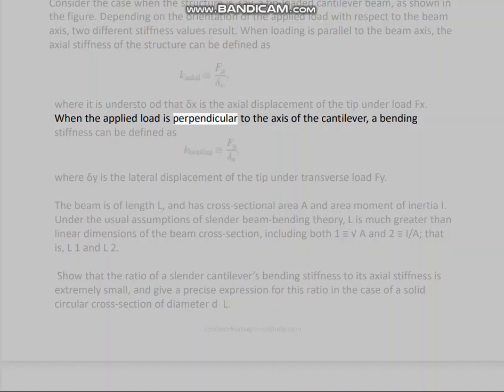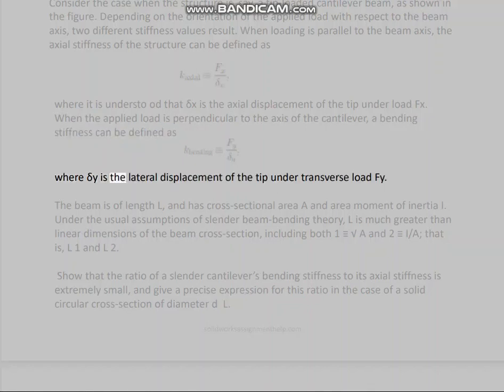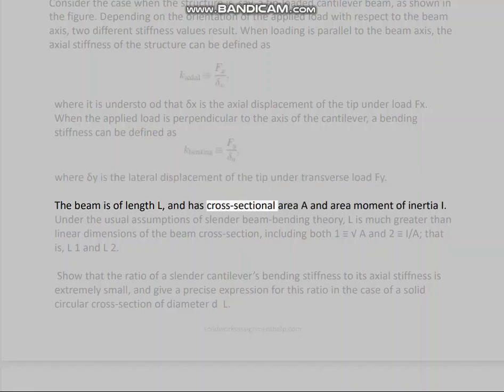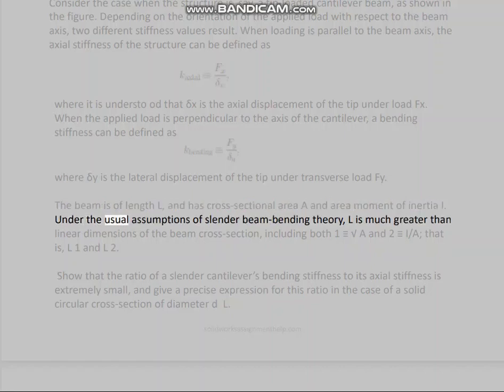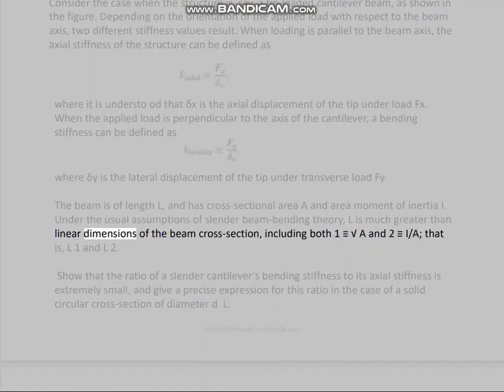When the applied load is perpendicular to the axis of the cantilever, a bending stiffness can be defined as, where delta y is the lateral displacement of the tip under transverse load Fy. The beam is of length L and has cross-sectional area A and area moment of inertia I. Under the usual assumptions of slender beam bending theory, L is much greater than linear dimensions of the beam cross-section, including both l1 identical to the square root of A and l2 identical to I/A, that is, L much greater than l1 and l2.